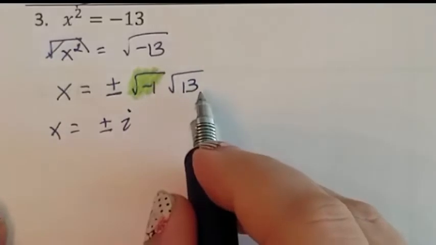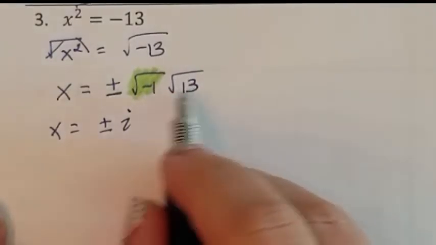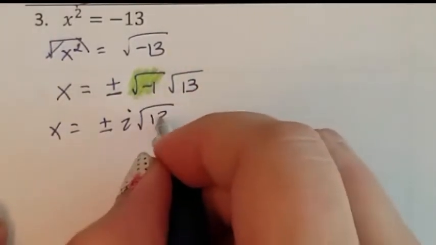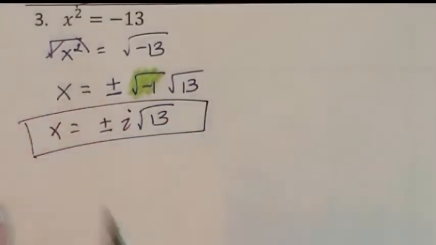We need to prime factorize 13, and that's actually prime, so it does not prime factorize. So the square root of 13 is just the square root of 13. So this is my final answer.